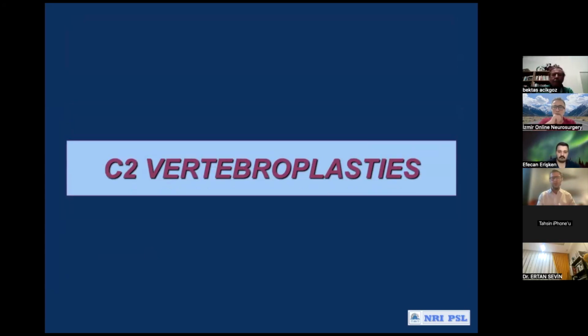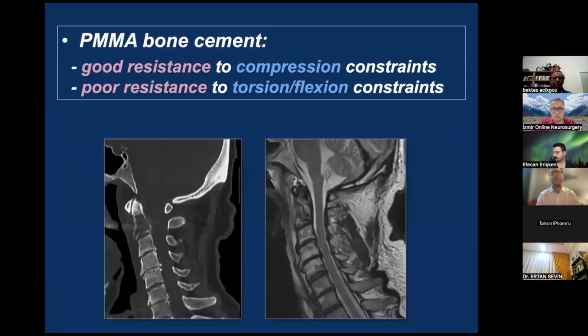In the previous webinar, we spoke about the cementoplasty of the cervical spine. We have a technique which is very reliable to inject the cement in the cervical spine lesion. But you have to keep in mind that the PMMA bone cement has a good resistance to compression constraint, but a poor resistance for torsion and flexion constraint. And when you deal with C2 lesion, especially on the odontoid process, you have some flexion constraints on this area.